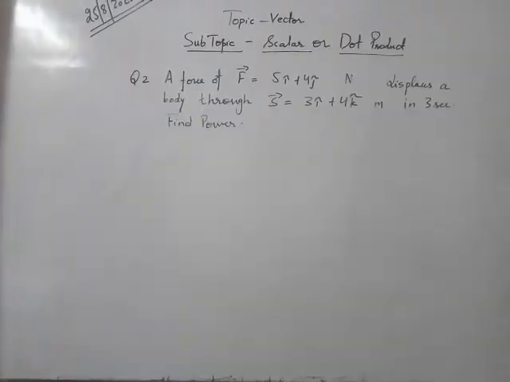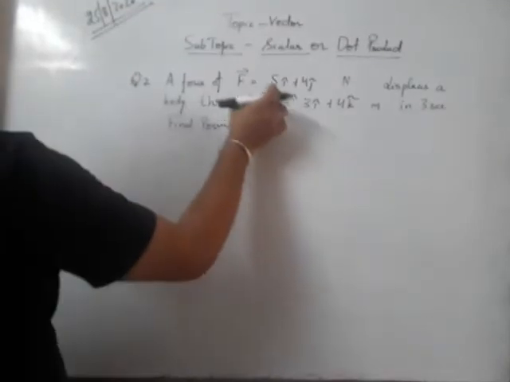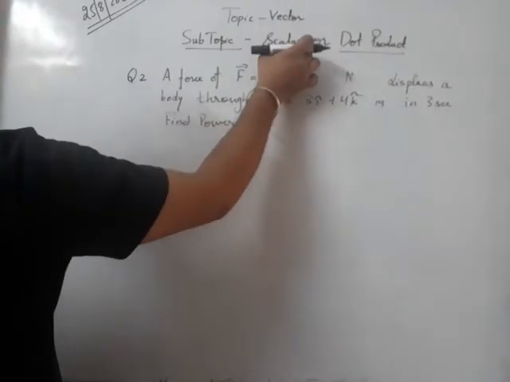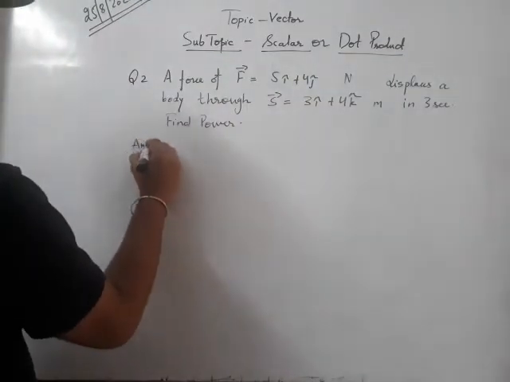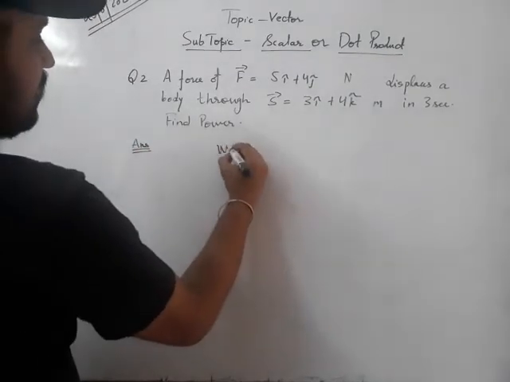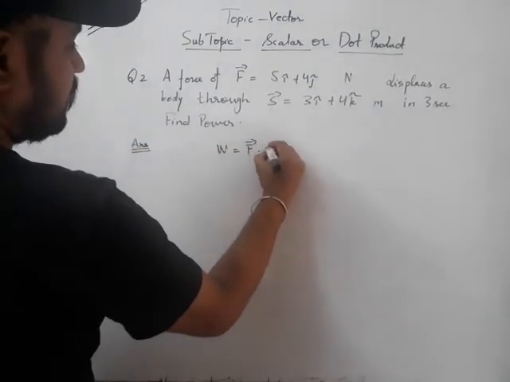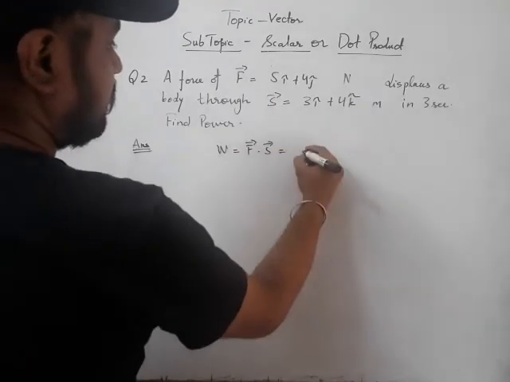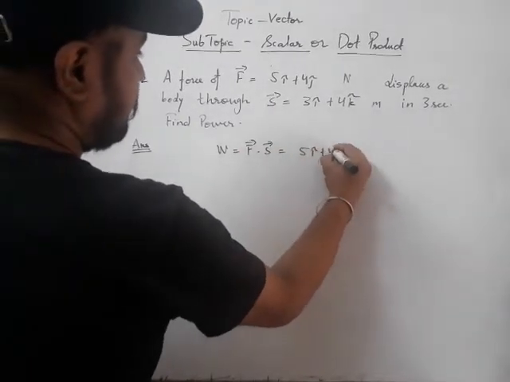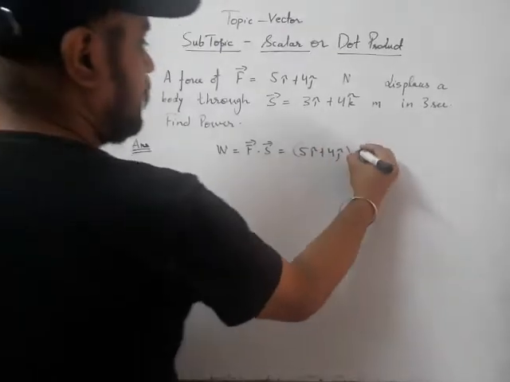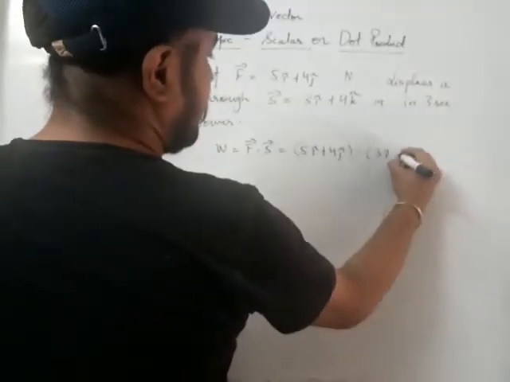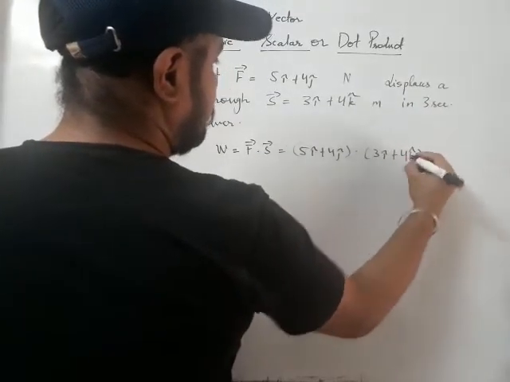Now in the second question, it has been asked from us that we have to find the power. For finding out the power, before that we have to find the work done. Since we know that work done is a scalar quantity, it is coming out from the scalar product only. So work done will be equal to F vector dot S vector, that is given by 5 i cap plus 4 j cap dot 3 i cap plus 4 k cap.